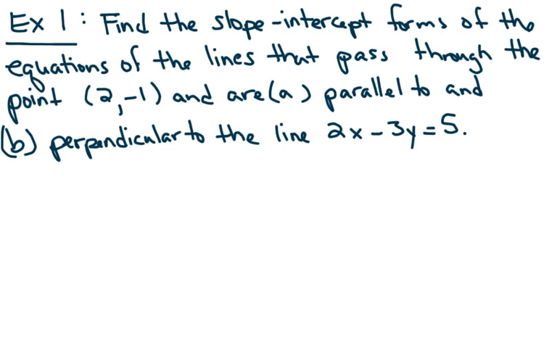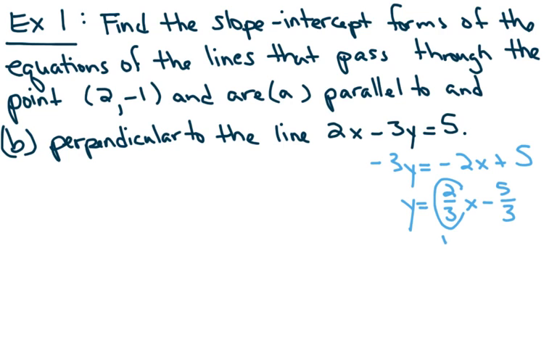In order to do that, the first thing you've got to do is put this equation in slope-intercept form. In order to do that, the first thing I'm going to do is subtract the 2x, and then I'm going to divide everything by negative 3. So y is equal to positive 2/3 x minus 5/3. I put it in slope-intercept form, so now I know the slope is 2/3.